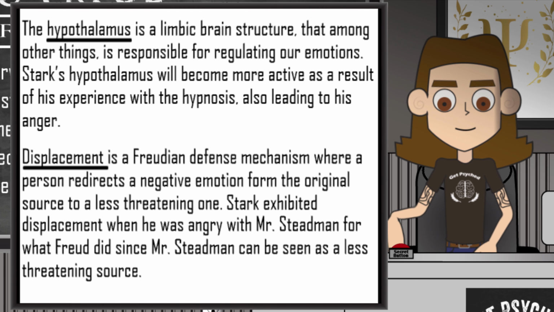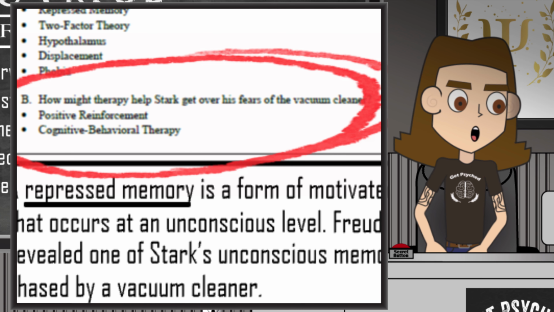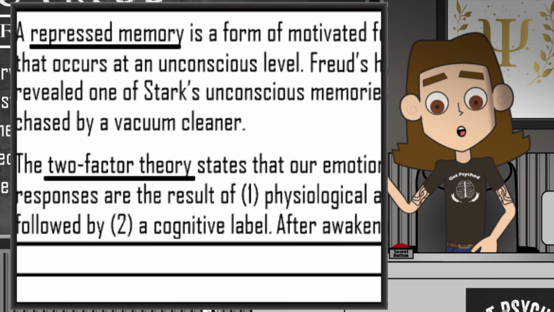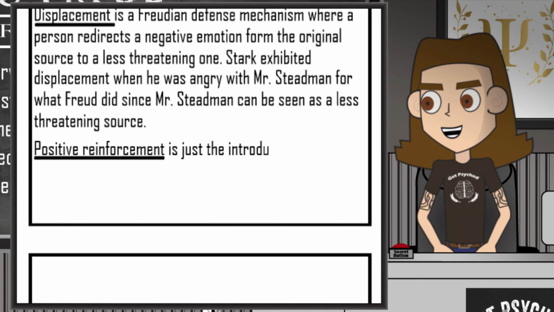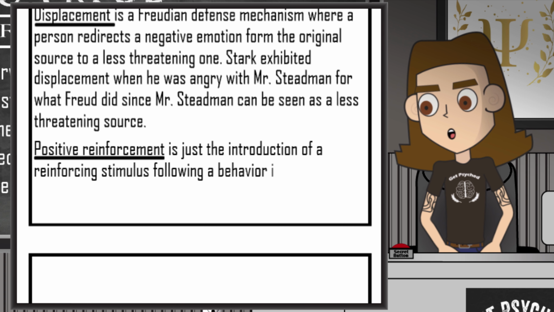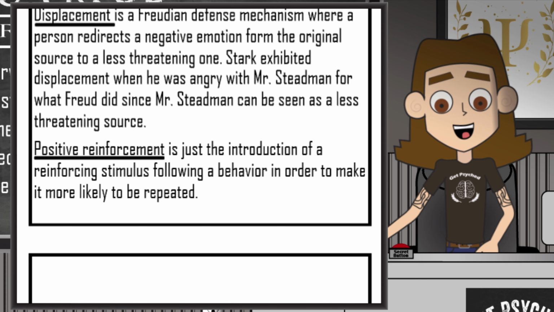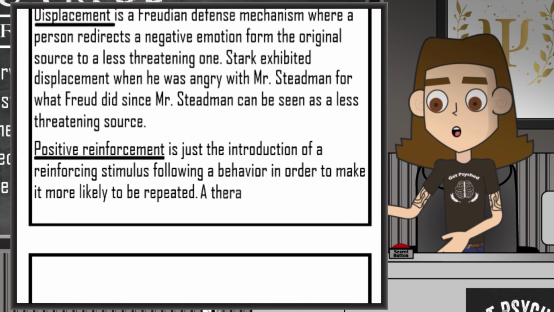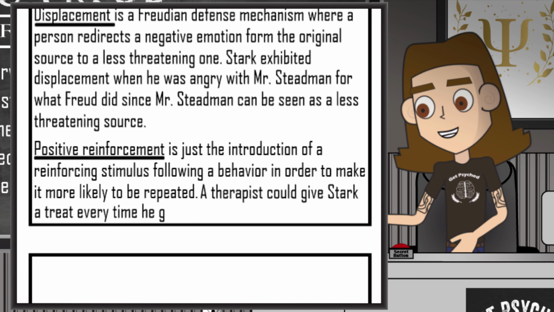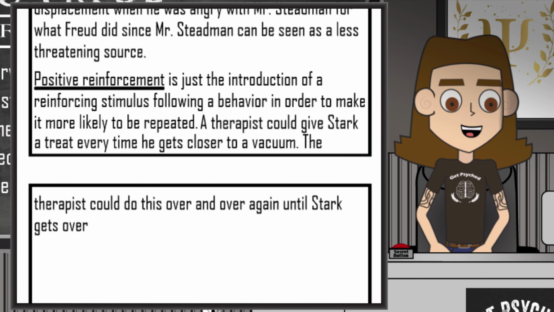Alright, so now on to Part B, which is going to ask us how might therapy help Stark get over his fears of the vacuum cleaner. Our first term in Part B is going to be positive reinforcement, which is just the introduction of a reinforcing stimulus following a behavior in order to make it more likely to be repeated. In order to score this point, all you have to do is provide some example on how positive reinforcement could be used on Stark to help him with his phobia. For example, you could say that a therapist could give Stark a treat every time he gets closer to a vacuum. The therapist could do this over and over again until Stark gets over his fear.